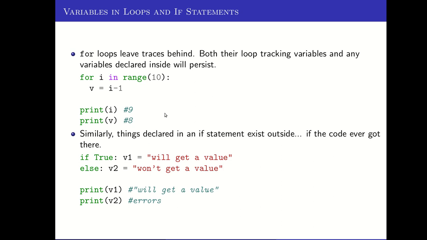And similarly, things that are declared inside an if statement will continue to exist outside the if statement only if the code ever reached the portion where it was defined. So here I have if true, v1 equals a value, else, which will never happen because my if was based on true, v2 equals a value. Well, I can print v1 because it got a value up there. I cannot print v2, it doesn't exist. So defining variables inside of if statements can be good or bad for you. Just be aware and make sure that your variable gets a definition in both the if and the else if you're going to use it after the if statement happens.